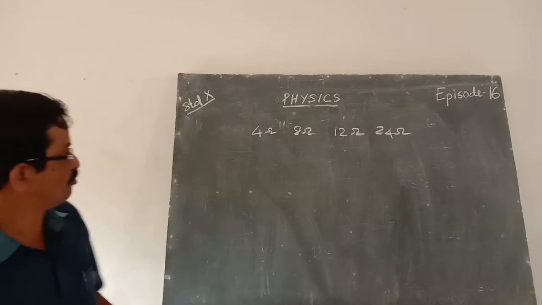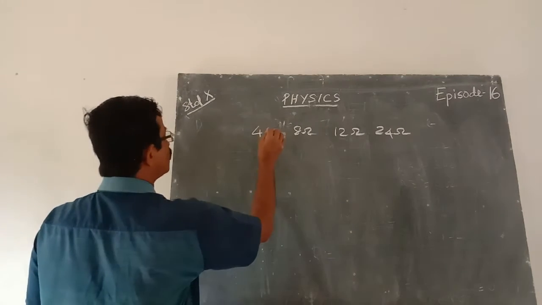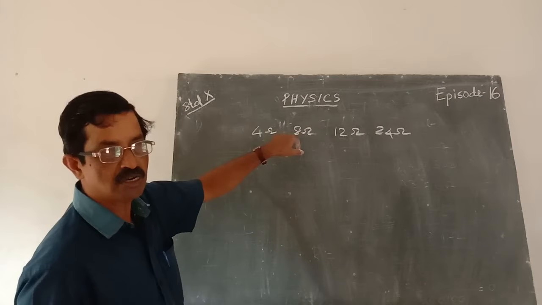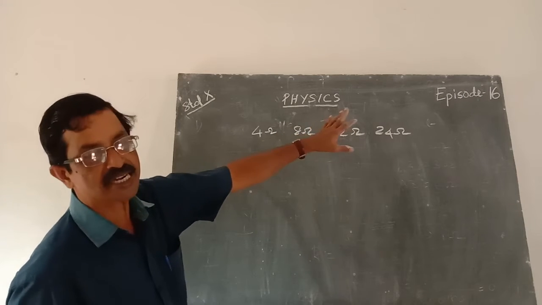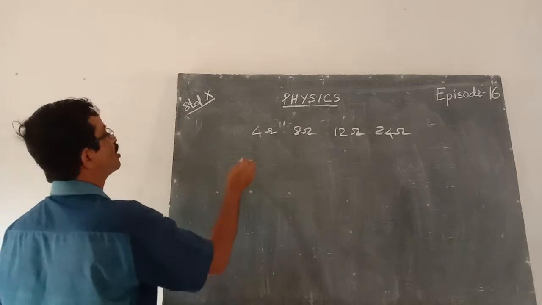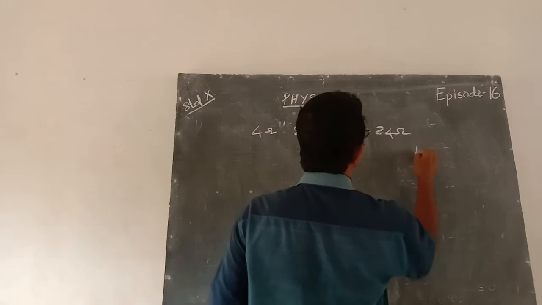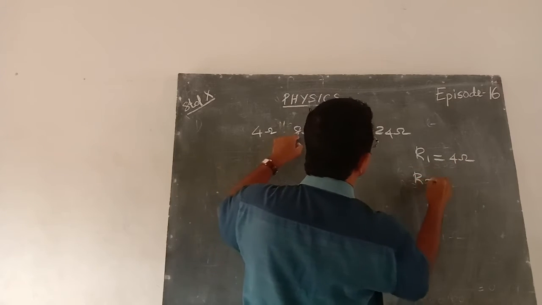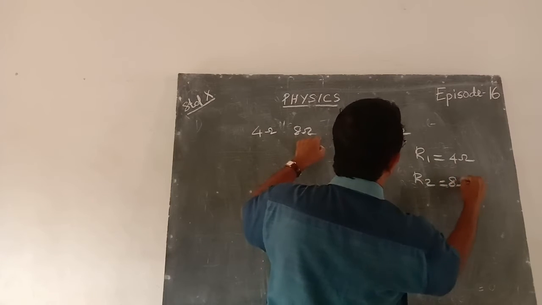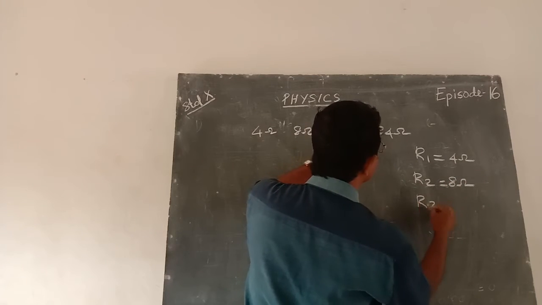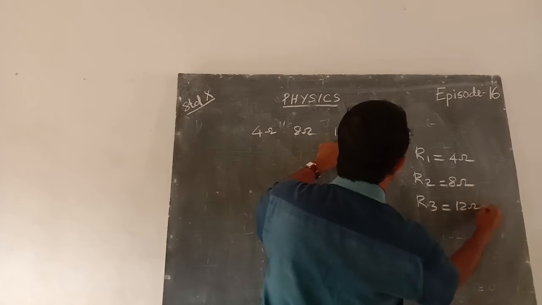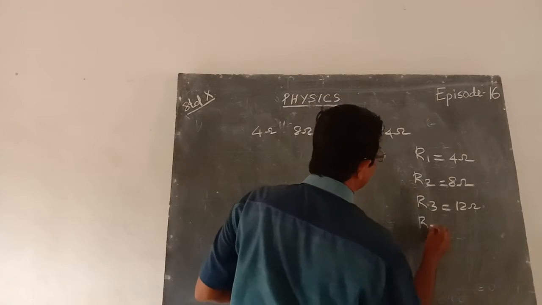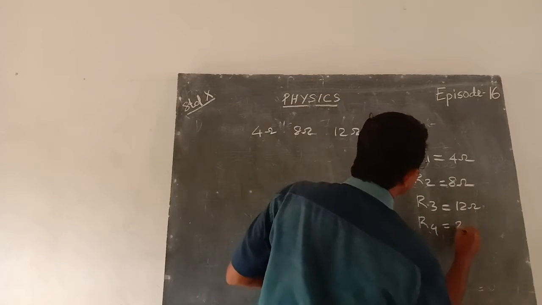See, at first, to increase the resistance in the circuit, we know the resistors must be connected in series. Here the first resistance R1 is 4 ohm. The second resistance R2 is 8 ohm. The third resistance R3 is 12 ohm. And the fourth, R4, is equal to 24 ohm.